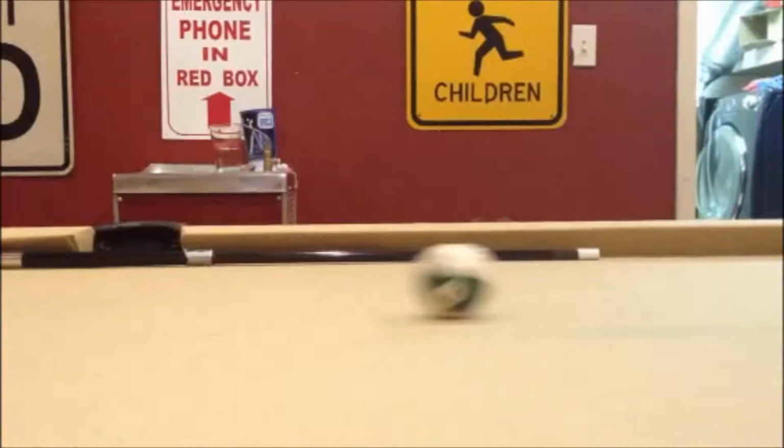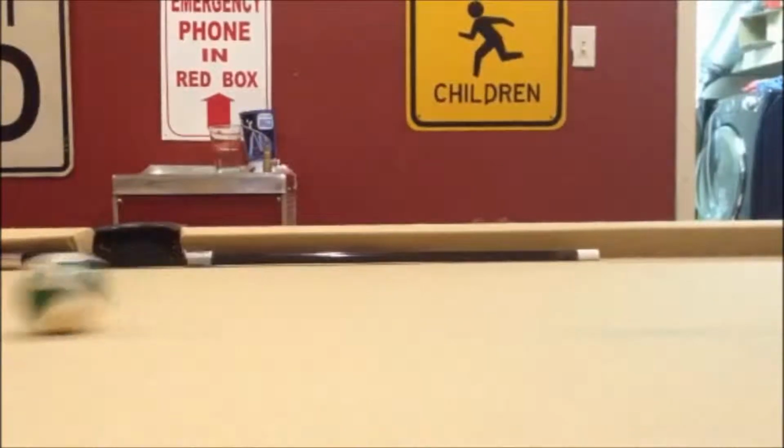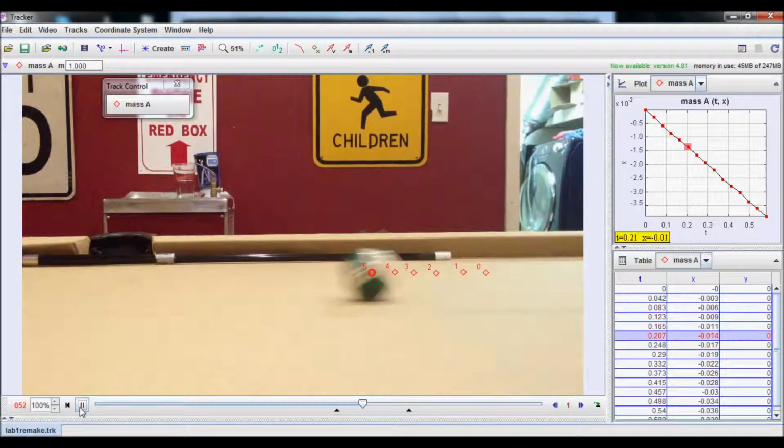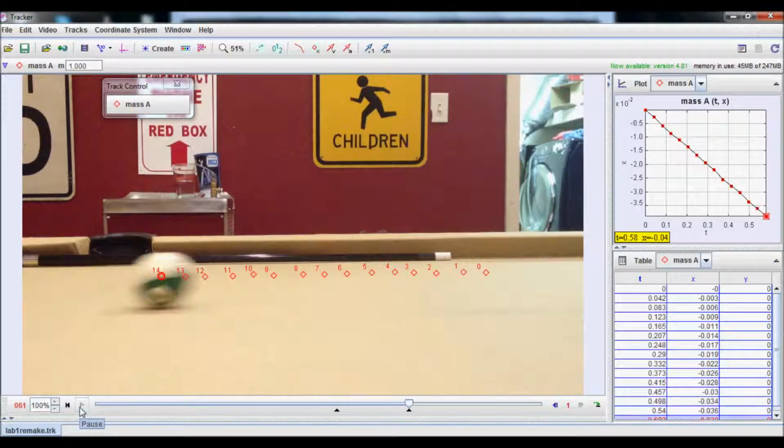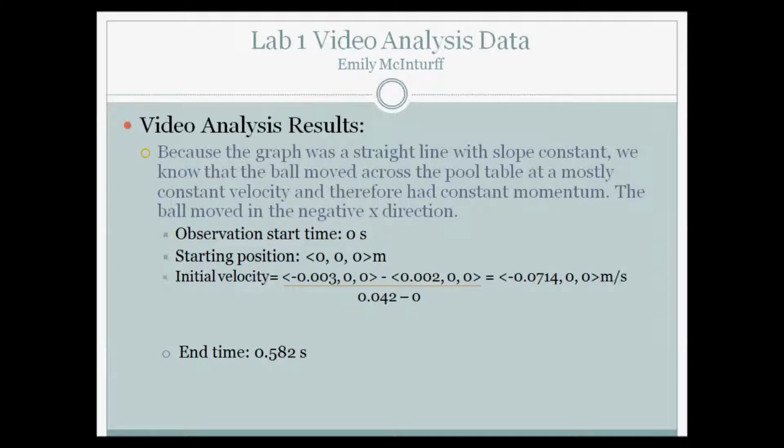For my experiment, I rolled a pool ball across a pool table. After uploading the video into Tracker, I could see that the ball had a constant velocity because the graph was linear. The slope of the line represents the velocity. Using the data points collected, I found that the ball had an initial velocity of negative 0.0714 meters per second and was moving in the negative x direction.